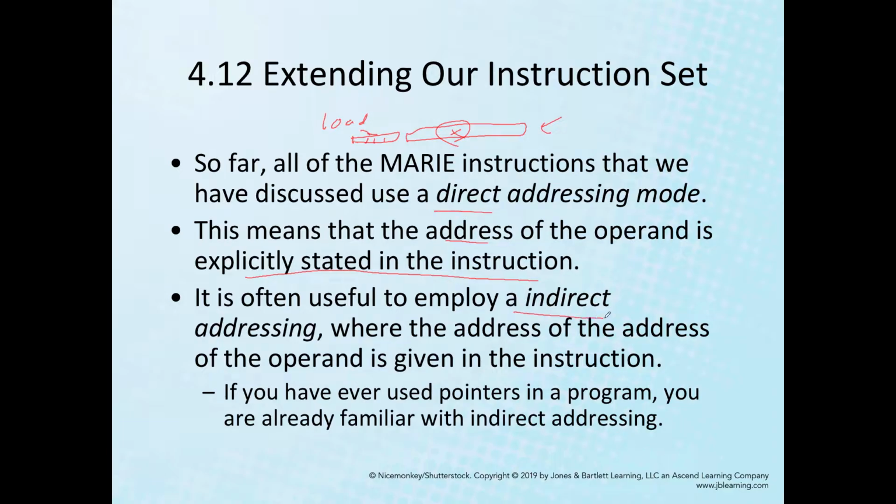But another way of doing so is indirect addressing mode. Indirect addressing mode is that the address of the address is given in the instruction, not the actual address. So the location of the address is given in the instruction. In C++ terminology, it's similar to a pointer. So let's study more instructions which use indirect addressing.